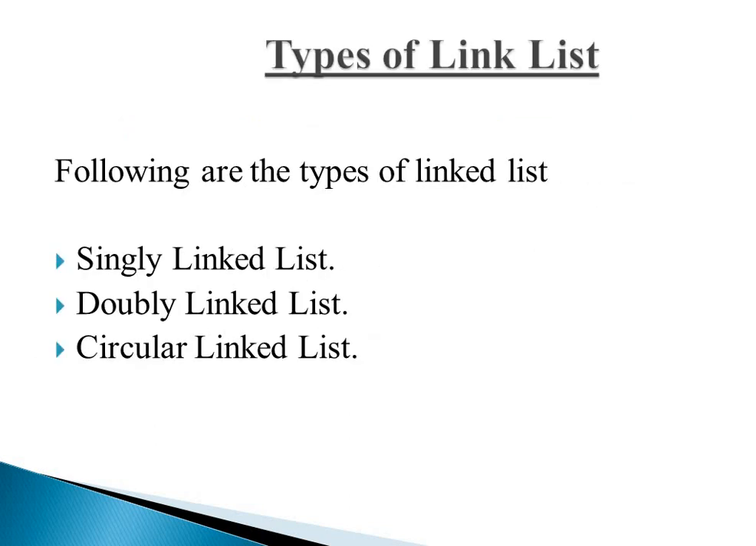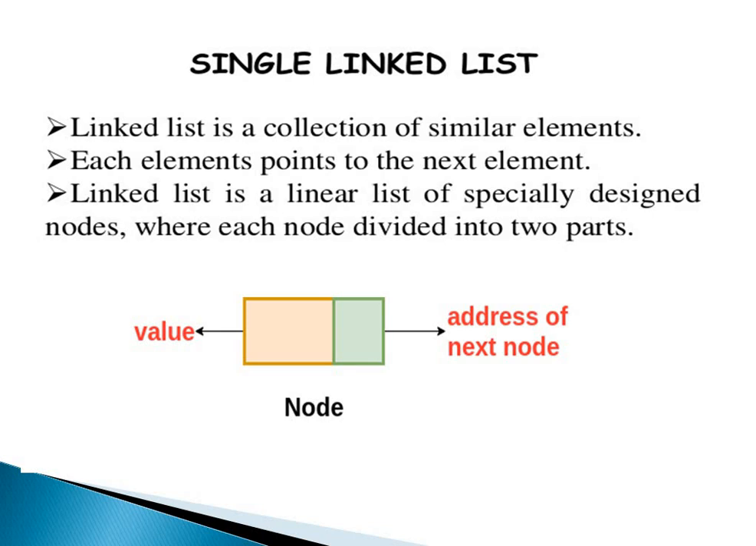Now see what are the different types of linked list. There are three types of linked list: singly linked list, doubly linked list, and circular linked list. So let's start with the singly linked list. A singly linked list is a collection of similar elements, and each element points to the next element.